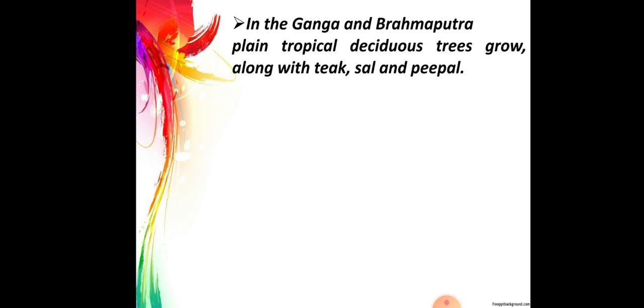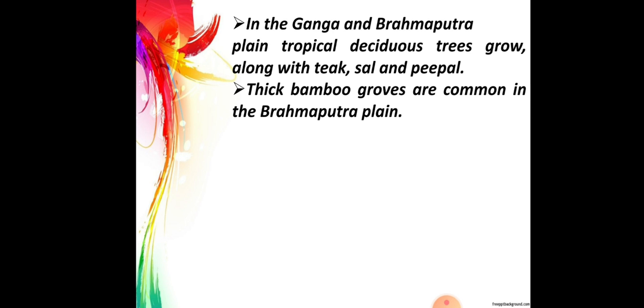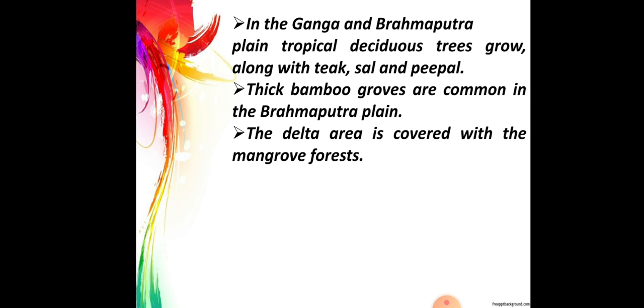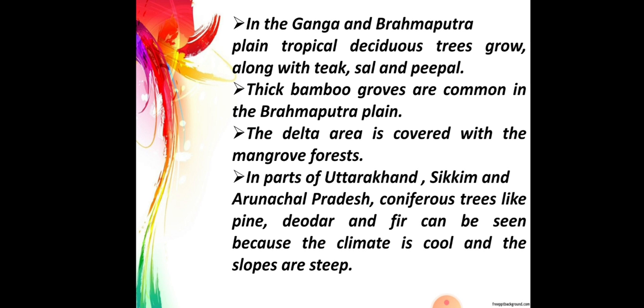In the Ganga and Brahmaputra plain, tropical deciduous trees grow along with teak, sal, and peepal. Thick bamboo groves are common in the Brahmaputra basin. The delta area is covered with the mangrove forest. In parts of Uttarakhand, Sikkim, and Arunachal Pradesh, coniferous trees like pine, deodar, and fir can be seen because the climate is cool and the slopes are steep.